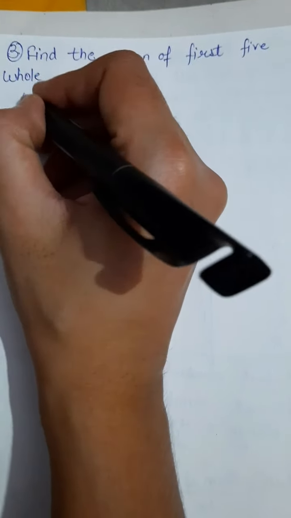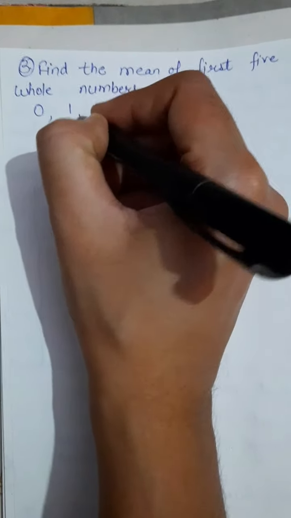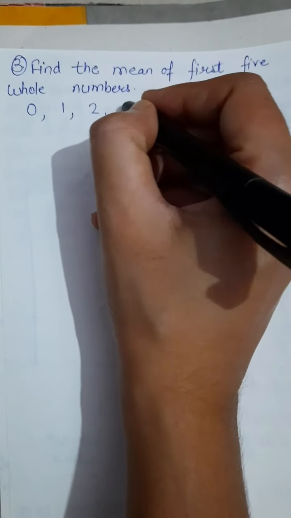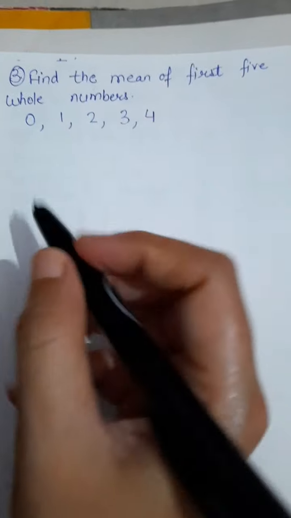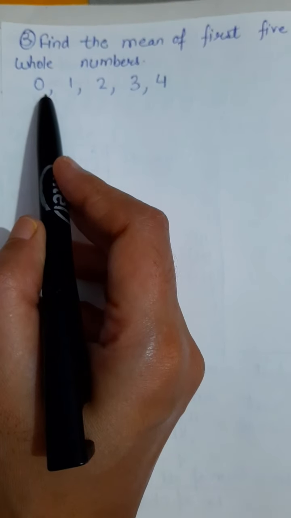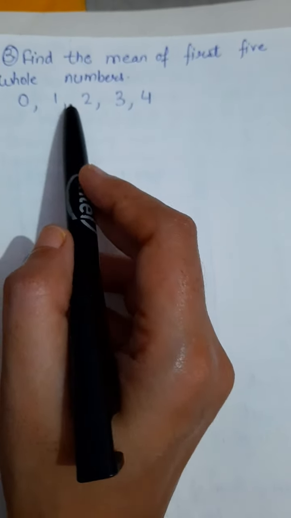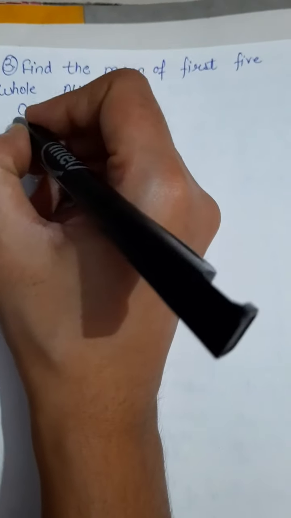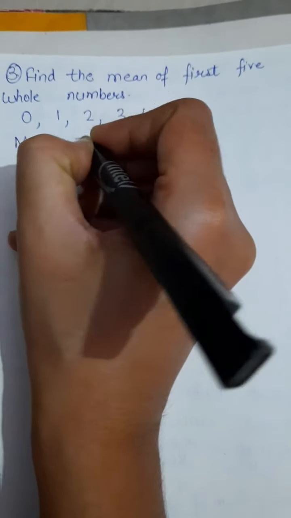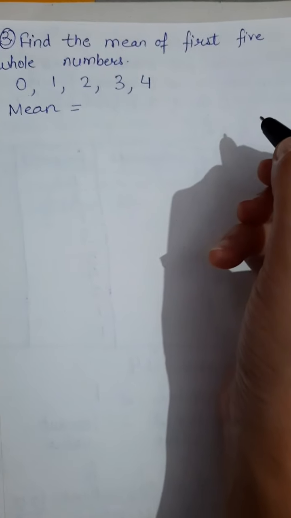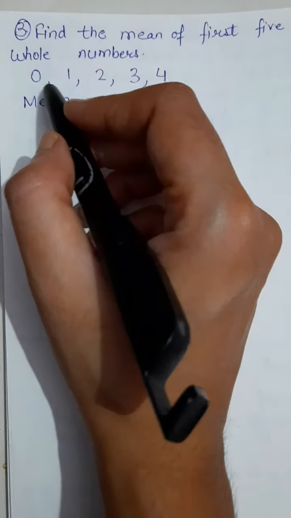First of all, we will write the first 5 whole numbers. The first 5 whole numbers are 0, 1, 2, 3, 4. You know whole numbers start from 0. So we will start from 0, 1, 2, 3 and 4. Now we will find their mean. Again the formula to find mean is the same: sum of observations upon number of observations.